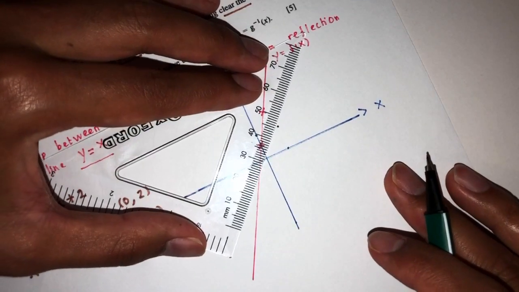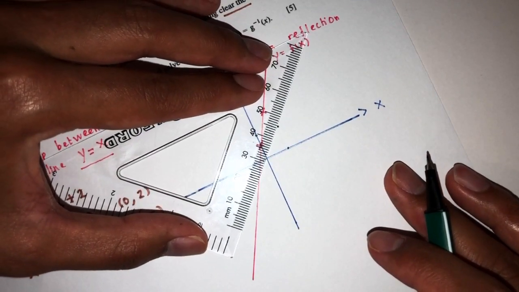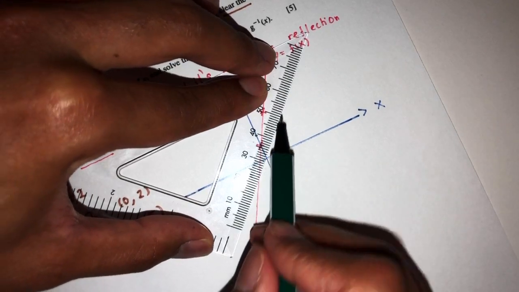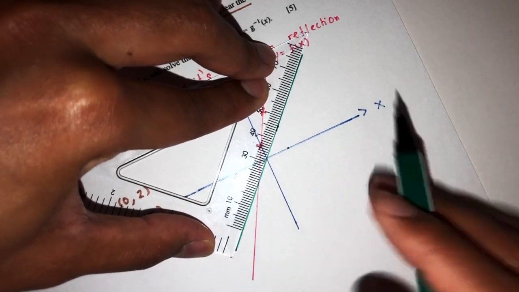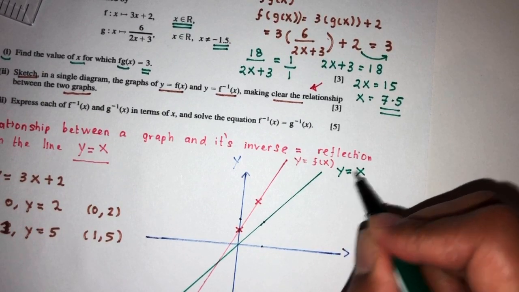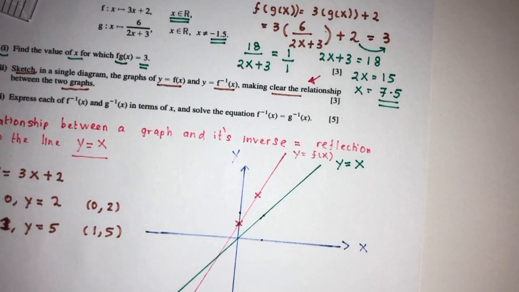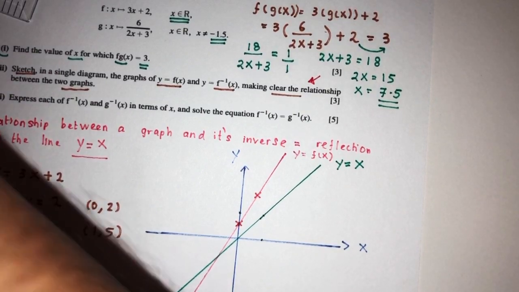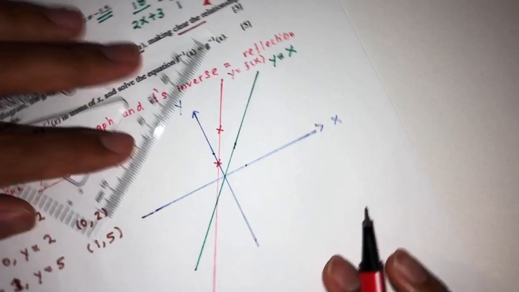So let's join this with the center to form that line that we need to show for our marks. This will be the line y equal to x. So we have to show this line as well for one of the marks. Now finally we have to show the inverse. So the inverse will be what?